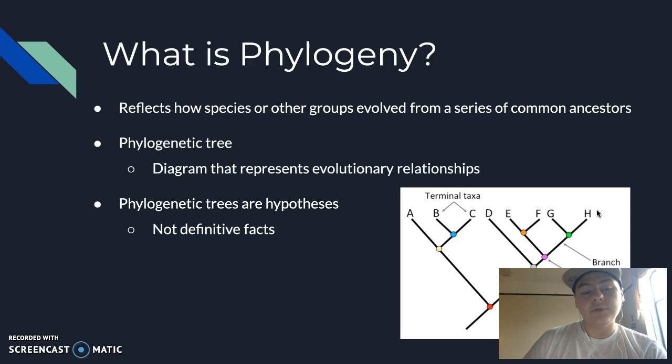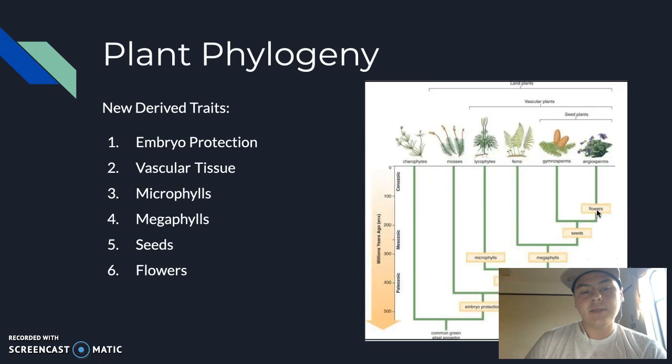And then I also thought it was interesting that these trees are just hypothesized and they're not actually derived to be factual, although it does make a lot of sense. They're just not definitive facts because it's kind of impossible to prove that it is the case. But moving into a specific phylogeny in a tree, we want to talk about plants. So plants have a lot of different traits. We all know that they were once all aquatic and all green algae, and then they started deriving new traits.